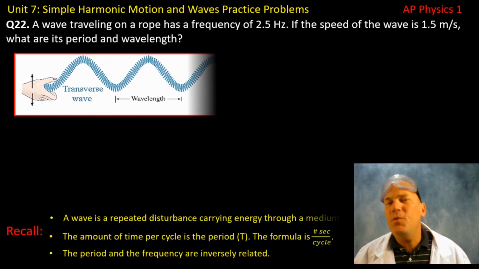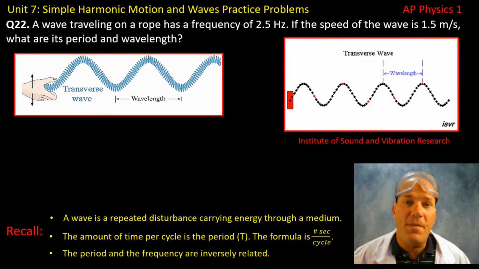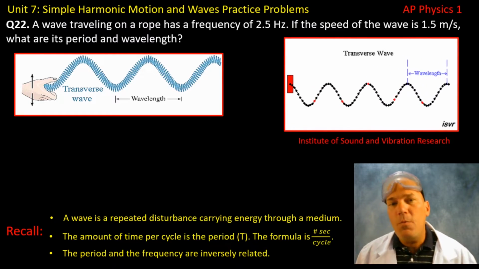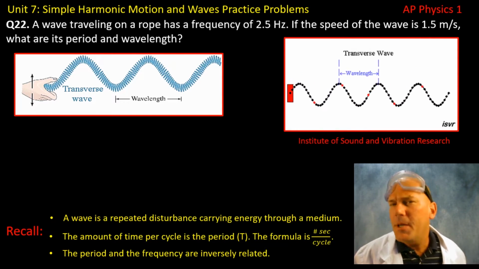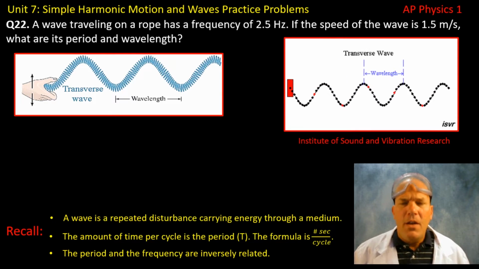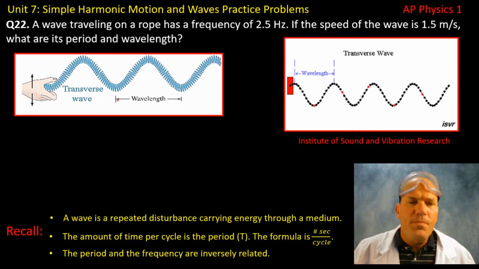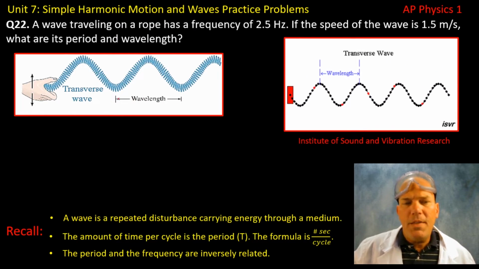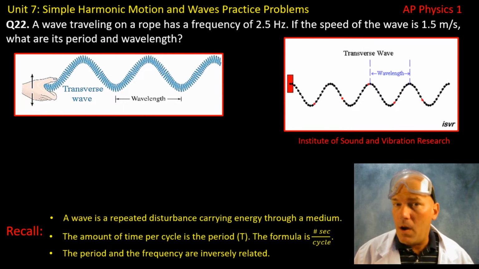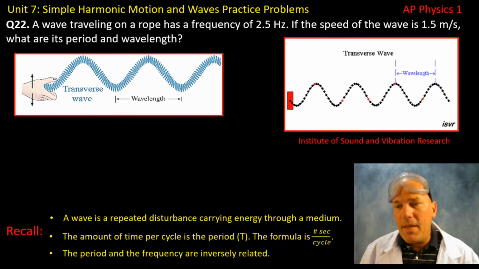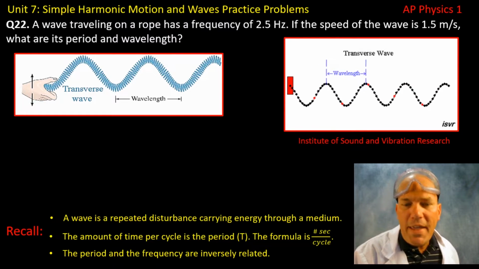All right, question 22. A wave is traveling on a rope and it has a frequency of 2.5 hertz. If the speed of the wave is found to be 1.5 meters per second, what are its period and wavelength? Okay, so we have a diagram here that is showing you the wavelength. The wavelength is considered to be a cycle, and we also have an animation here that's pretty cool showing a transverse wave.